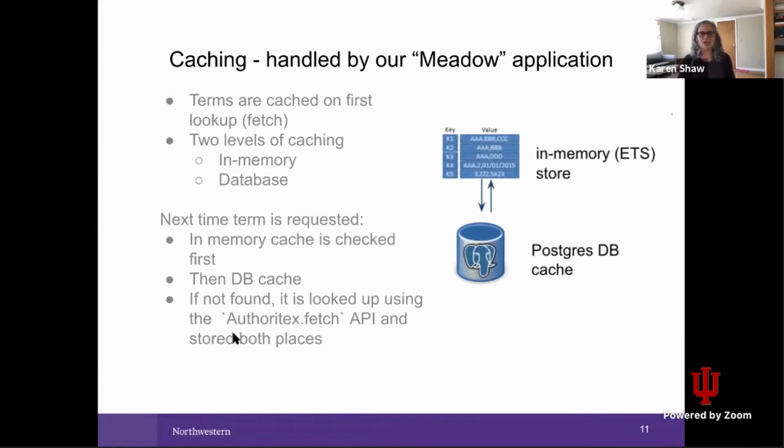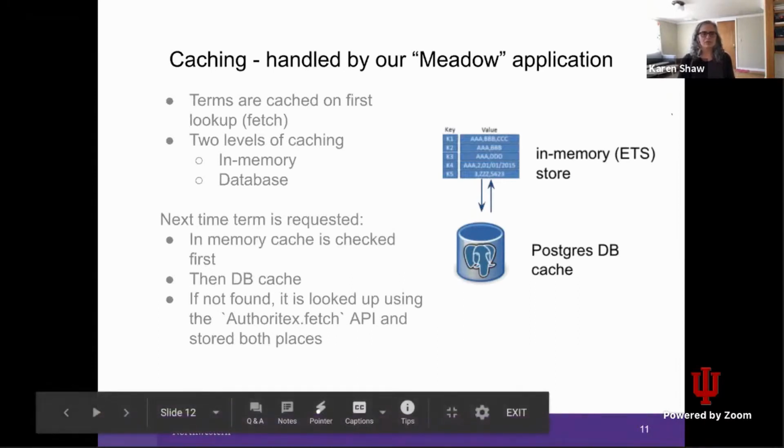It's similar to how we use Redis in our Hyrax stack. We have it set to a 6-hour expiration. So on the next lookup, the in-memory cache is checked first, then the database, and then only if it's not found in either, Authoritex is called and the result is cached in both places.